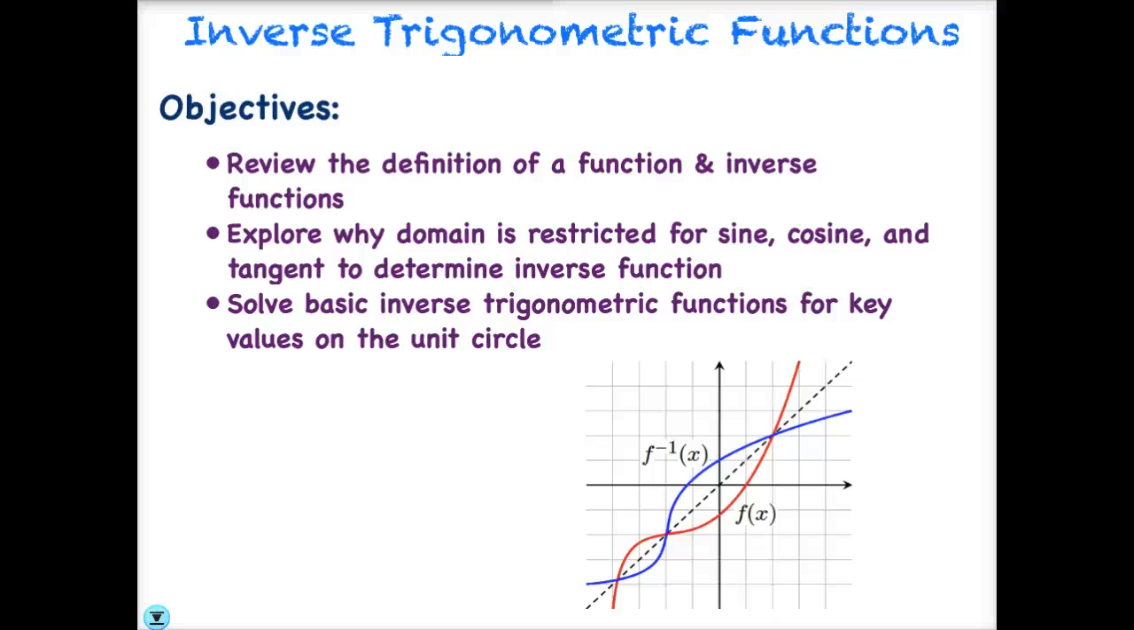In this lesson, we will examine inverse trigonometric functions. Our objectives will be to review the definition of a function, as well as inverse functions, explore why domain is restricted for sine, cosine, and tangent in order to determine the inverse function, as well as to solve some basic inverse trigonometric functions for key values on the unit circle.